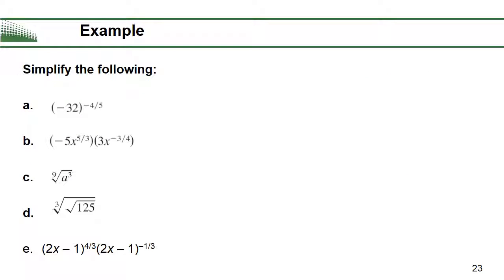And here's some more examples using our radical properties and the fractional exponents. Pause this recording, try the problems, and then resume your recording to check your answers.